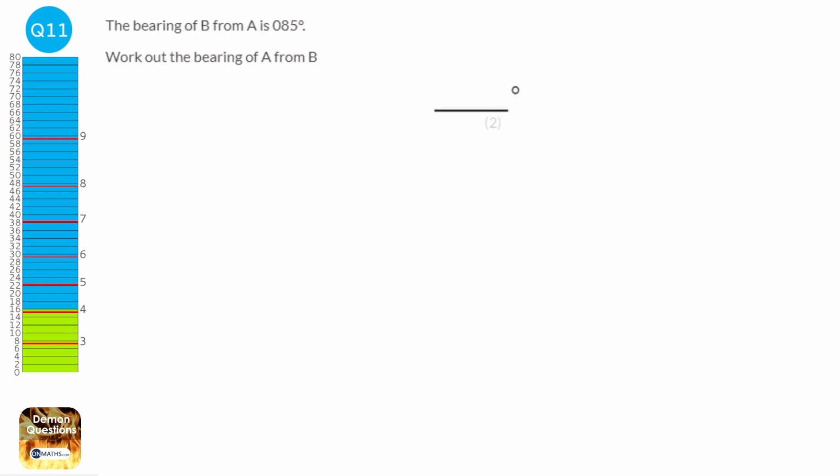So I'm going to start off just with a quick sketch. And we know that the bearing of B from A is 85 degrees. So we're going to have A here and B here. And let's just draw a line between them. And let's do both our north lines.